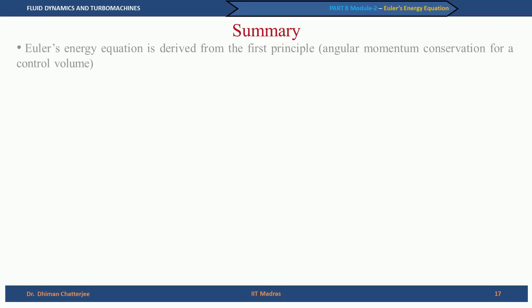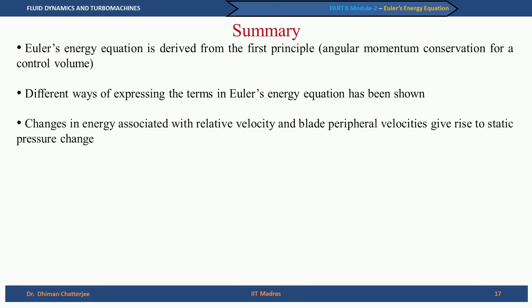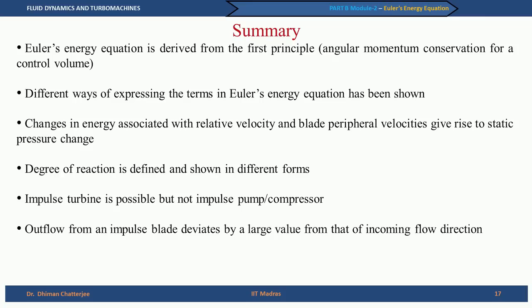So, to summarize, we can say that Euler's energy equation is derived from the first principles here, from the control volume approach following the angular momentum conservation. Different ways of expressing the terms in Euler's energy equation has been shown. We talked about changes in energy associated with relative velocity and blade peripheral velocities giving rise to the static pressure change. We have defined the degree of reaction and shown it in different forms, and we have also talked about an impulse turbine. In this case, I can also say that though impulse turbine is possible and we do have examples, but impulse pump or compressor is not possible, and outflow from an impulse blade deviates by a large value from that of an incoming flow direction.